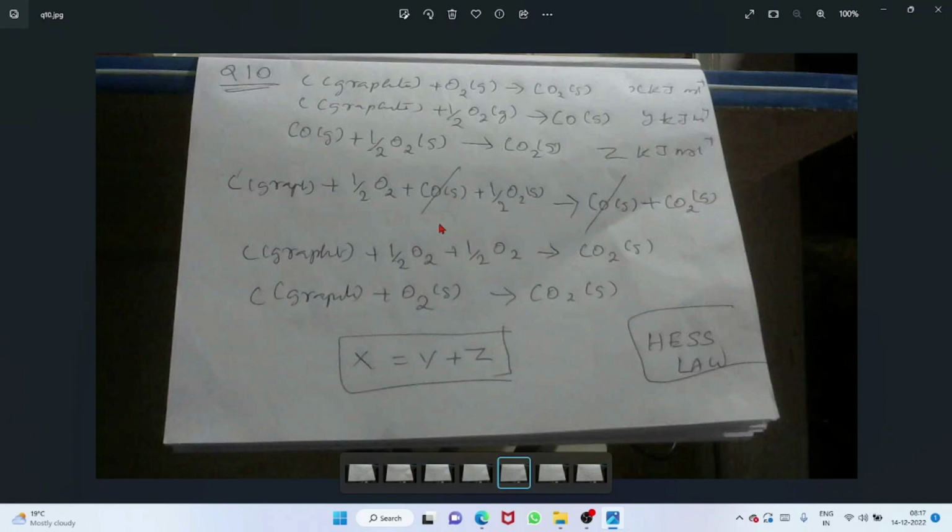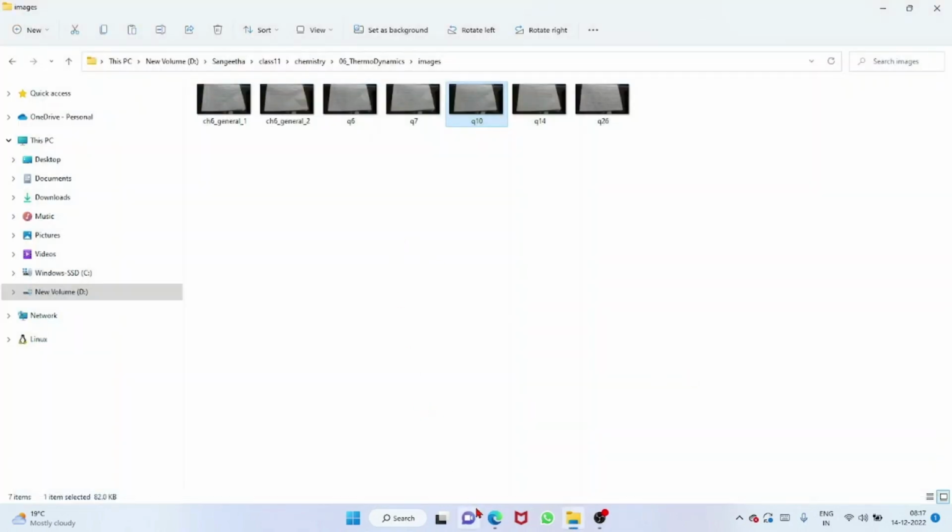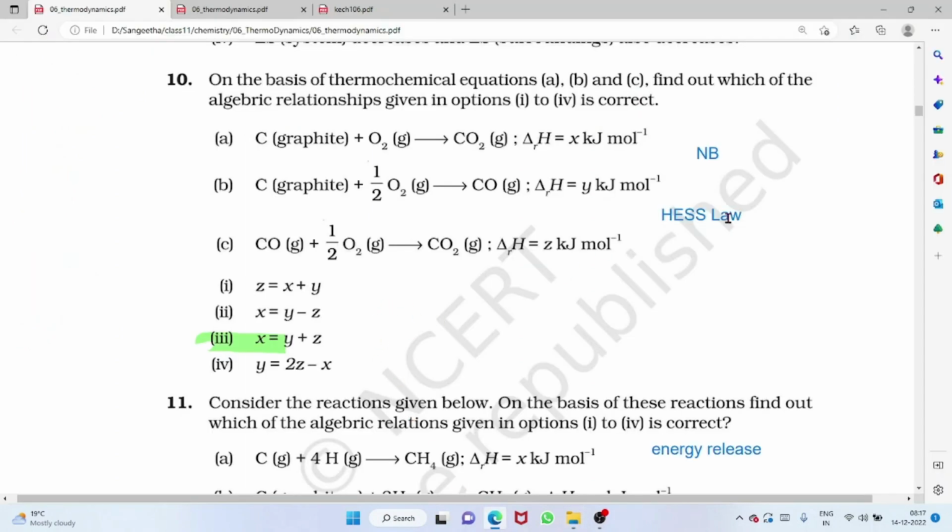Okay. Now if the same compound is there on the left side and right side, it will cancel out. So now we have on the left side C graphite plus half mole of oxygen and half mole of oxygen, that is, it will become 1 mole here. On the right side, CO2 remains. So now the first equation is equal to the second equation plus the third equation as per the Hess law. So x equals y plus z. This is Hess law. Okay, so this option is the correct one.